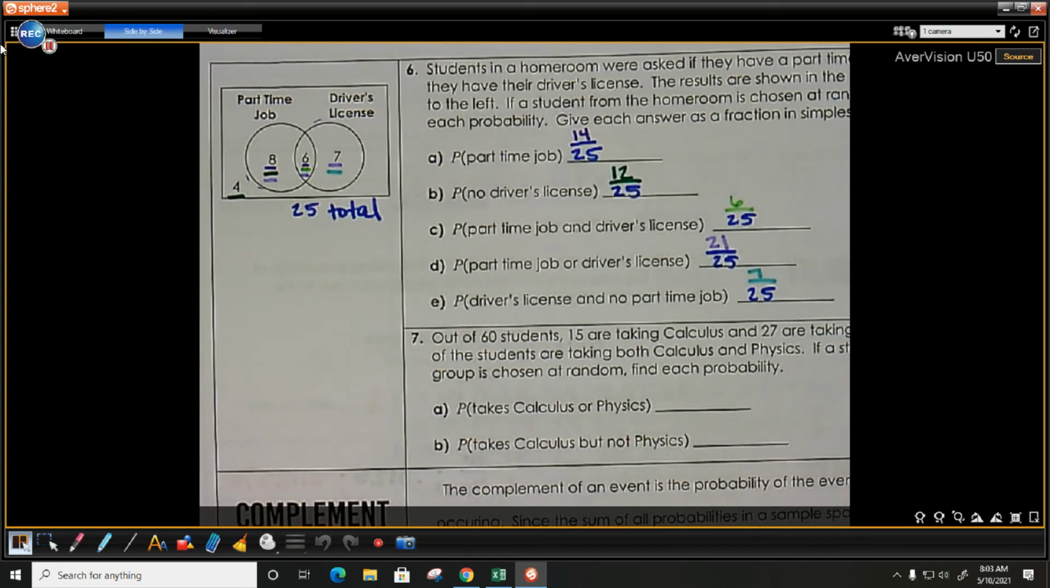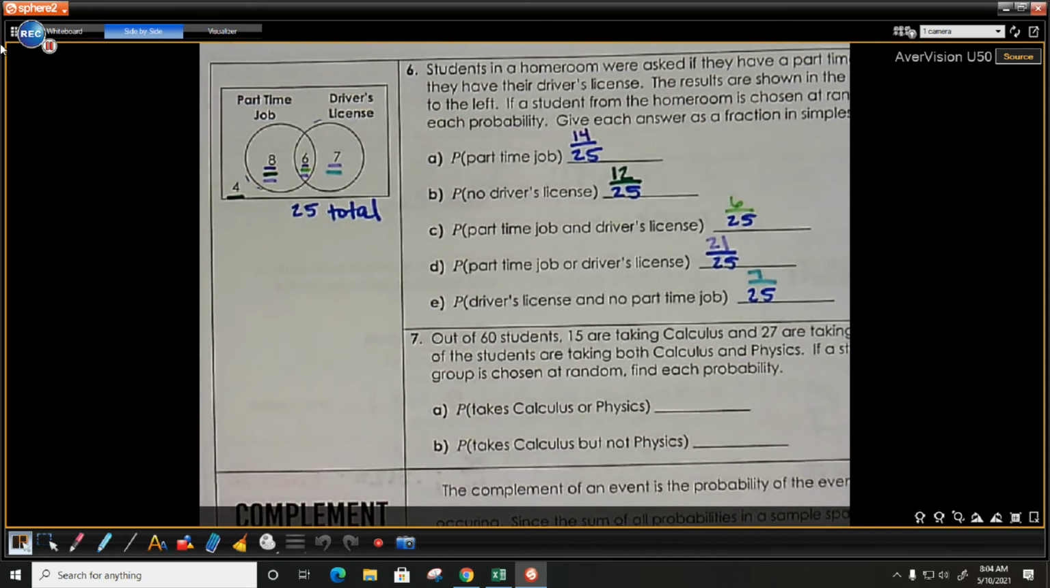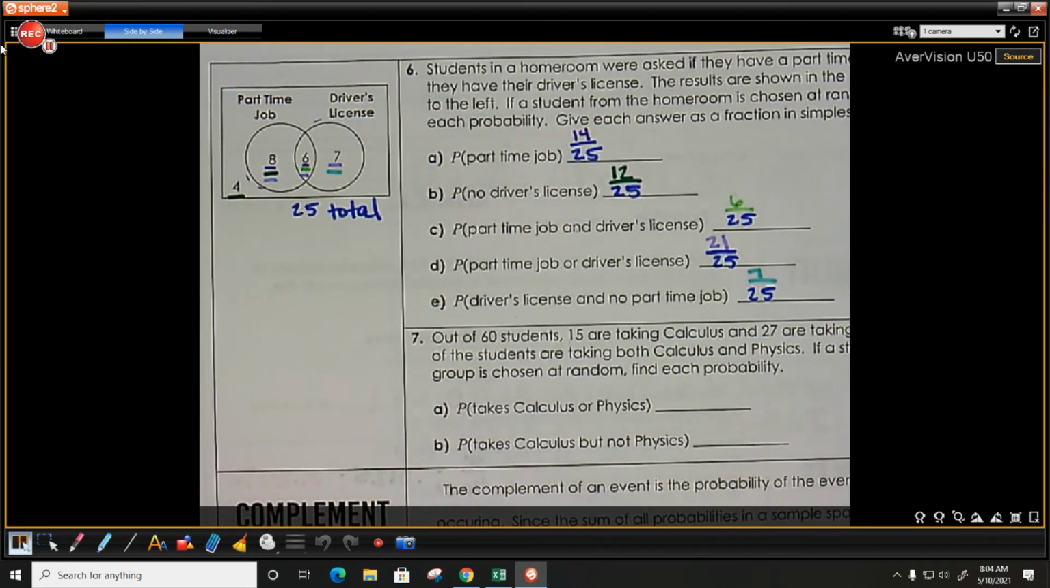Okay. Next one. Out of 60 students, 15 are taking calculus, 27 are taking physics, 8 of the students are taking both calculus and physics. If a student of this group is chosen at random, find each probability. So let's make our own Venn diagram for this.